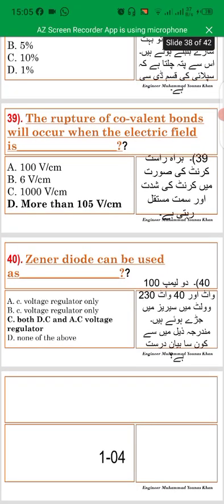The rupture of covalent bond will occur when the electric field is more than 10^5 volt per centimeter. Zener diode can be used as both DC and AC voltage regulator.